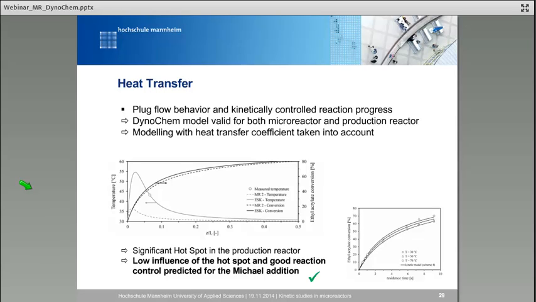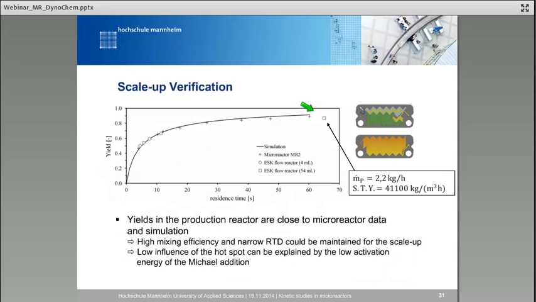Now these figures show the change of temperature and conversion profiles in our scale-up example. The production reactor, that is the solid line in this figure, has a much more pronounced hotspot at the reactor entrance region. And the difference between maximum temperature in micromixer and production reactor is about 20 Kelvin. However, when we compare the conversion in both reactors, there's only a slight deviation. And for this operating point, the production rate in the reactor is about 2 kilograms per hour.